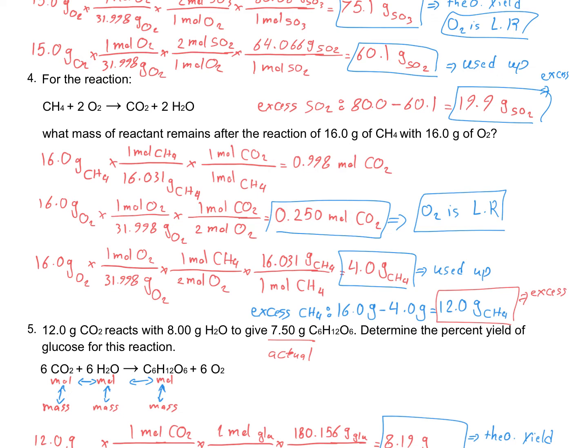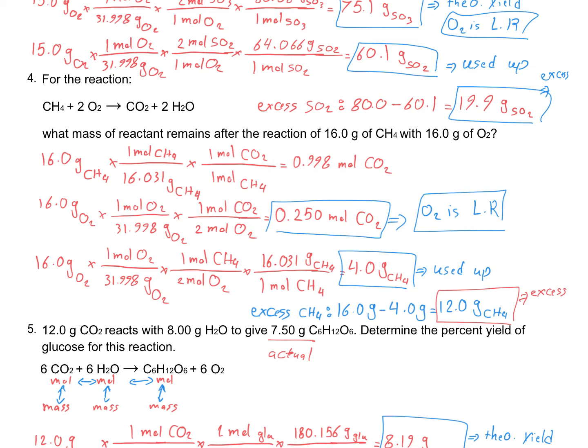So oxygen makes less product. It's 0.25 mole of CO2, and therefore O2 is the limiting reagent. To find the excess, you use the limiting reagent, which is O2, and you use stoichiometry going to the mass of the other reactant, which is your CH4. So you see that 4.0 gram of CH4 is used up. So the excess is the initial mass, which is 16 minus 4. 12 gram of CH4 will be in excess.